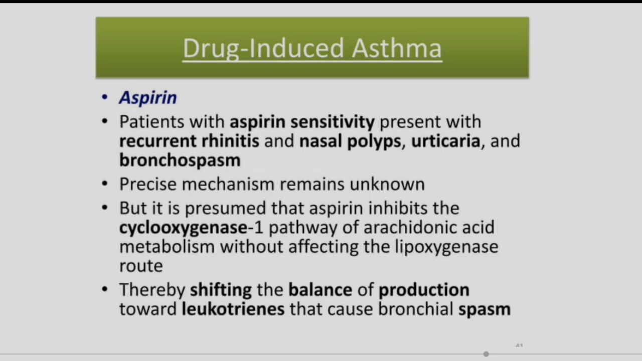There is one more thing, which is drug-induced asthma. So the bronchospasm or bronchoconstriction is due to a drug. Here we have a common drug known as aspirin. Patients with aspirin sensitivity present with recurrent rhinitis, nasal polyps, urticaria, and bronchospasm. The precise mechanism remains unknown, but it is presumed that aspirin inhibits the cyclooxygenase 1 pathway of arachidonic acid metabolism without affecting the lipoxygenase route, thereby shifting the balance of production toward leukotrienes that cause bronchial spasm.